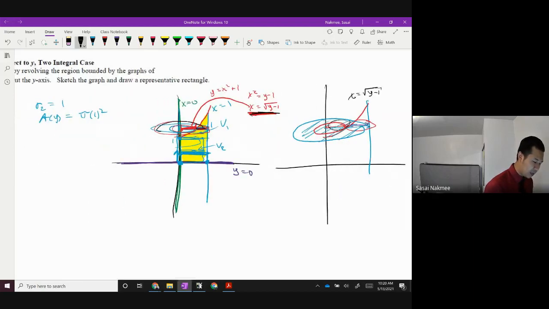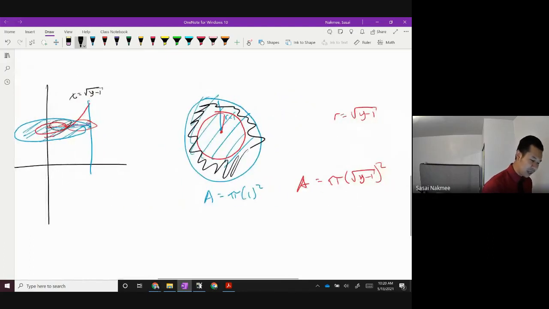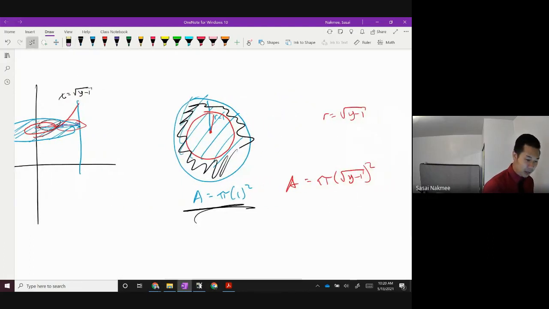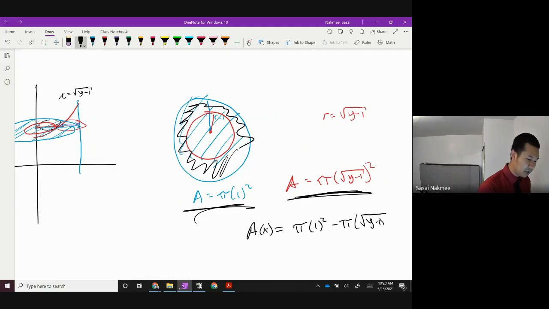I want that piece to be rotated around. So what I need to do is subtract the larger area, which is this one in blue, from the smaller area, which is this one in red. So my area function of this thing is going to equal pi times 1 squared minus pi times the square root of y minus 1 squared. Can you guys see that? That's all I'm doing here.